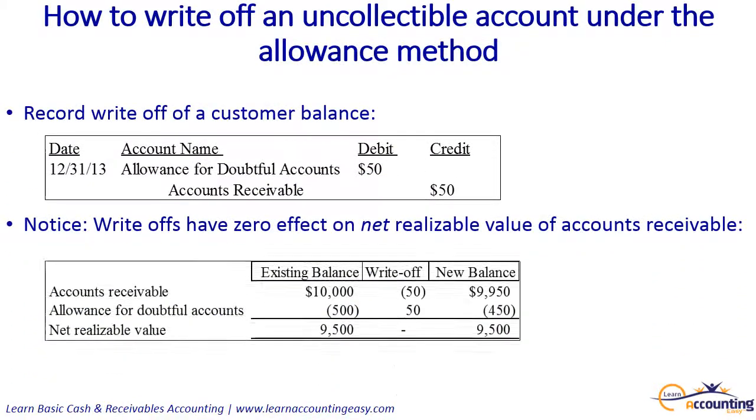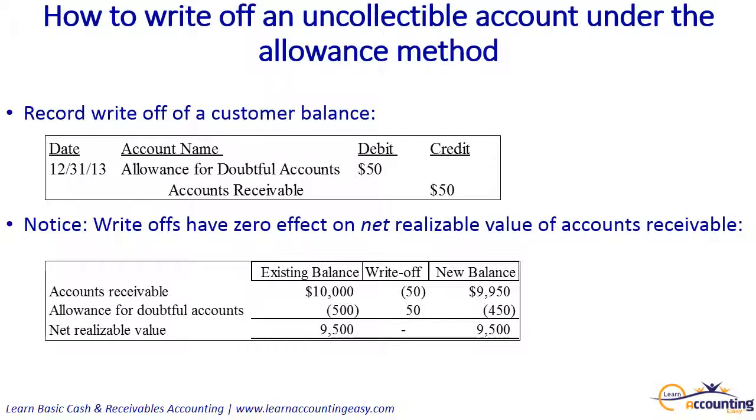The next thing that we can ask under the allowance method is, how do we write off an uncollectible account? So one of our customers, we have realized, hey, this person is never going to pay us the cash they owe, and we realize we need to adjust the books accordingly. So as you can see here in the top box, we debit allowance for doubtful accounts, and we credit accounts receivable for that amount.